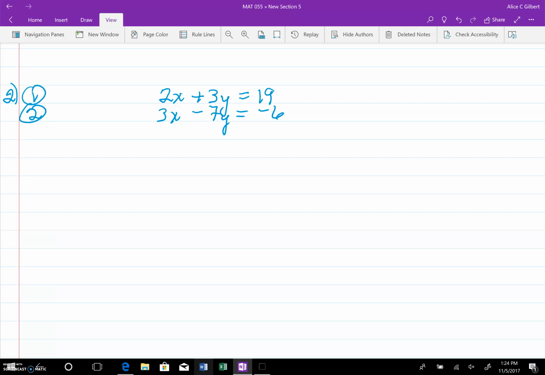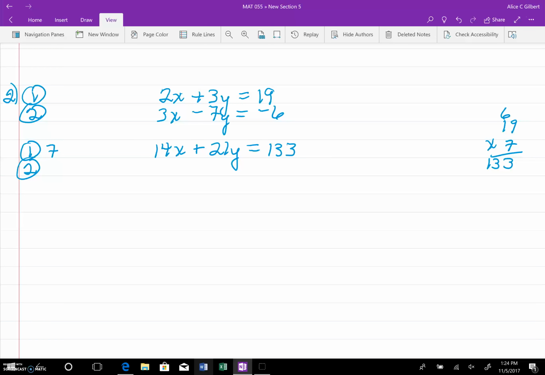That means both of these have to be 21, but I already have opposite signs, so I don't need to worry about that. So what do I need to multiply with 3 to get 21? Well, I need to multiply by 7. So 7 times 2 is 14x, and 7 times 3 is 21y equals, again, 19. Let's hope I multiply correctly this time. Well, actually, it was the adding, wasn't it? And that's 133. Somebody check me and make sure I did that right. And we'll find out really quickly.